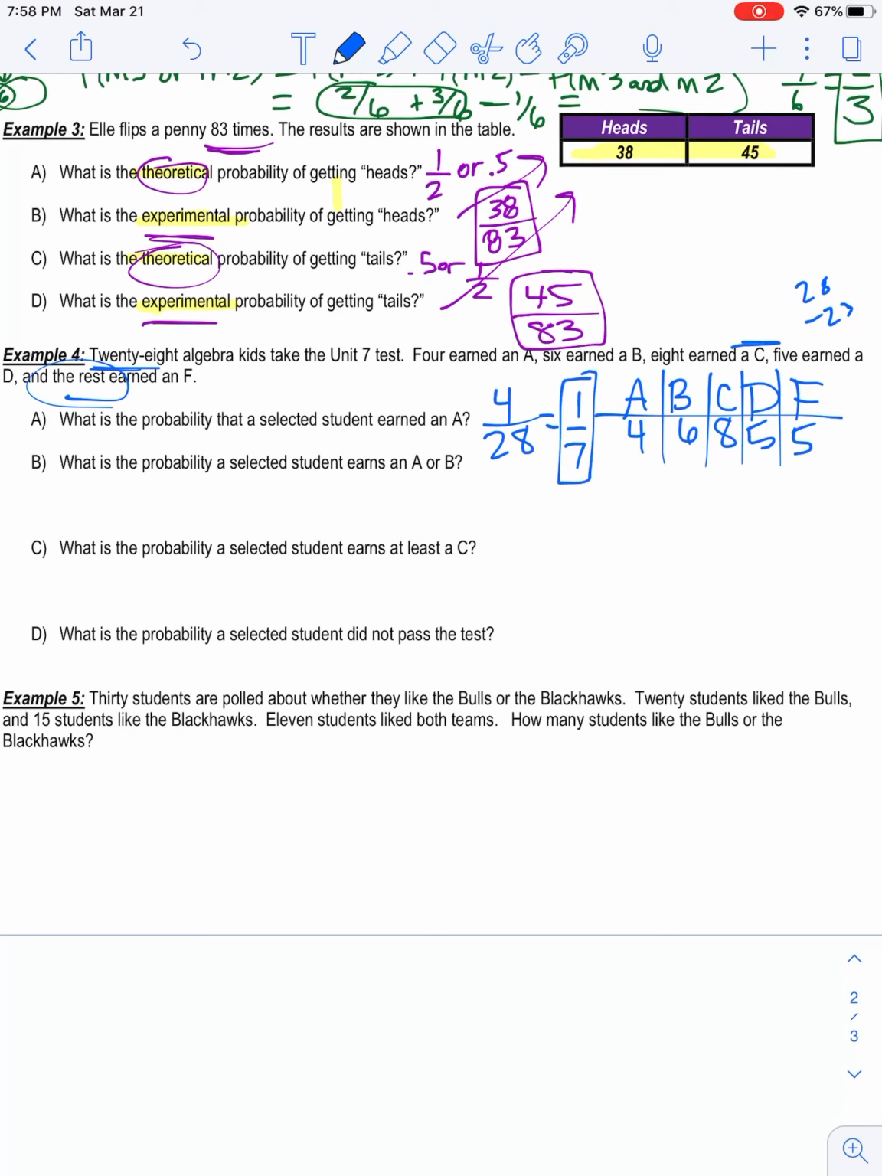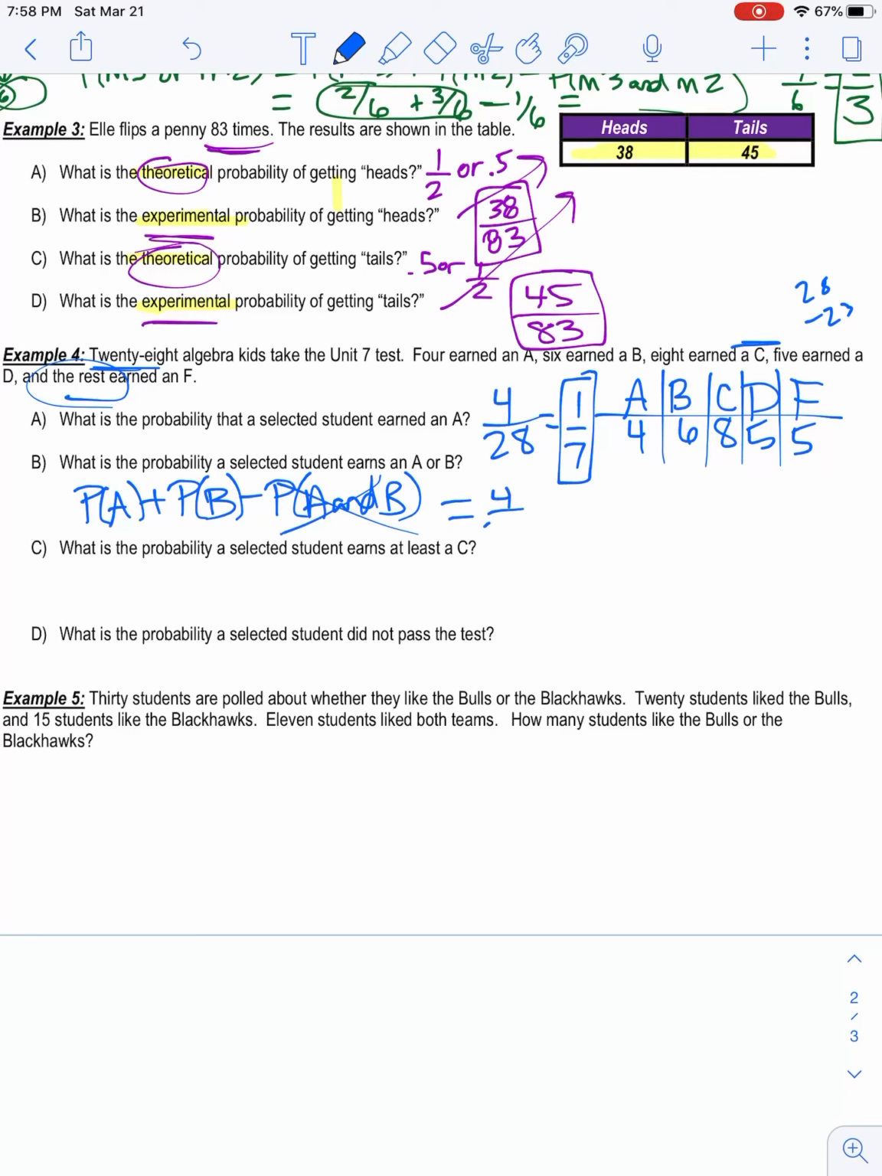Part B, what is the probability that a student earns an A or a B? So I'm going to take the probability of A plus the probability of B minus the probability of both A and B. Well, you can't get an A and B in a class, so that's going to be 0. So really I'm just adding the probability of A and B together.